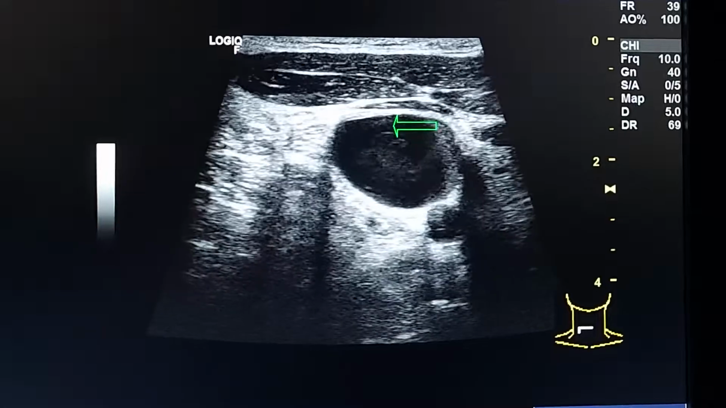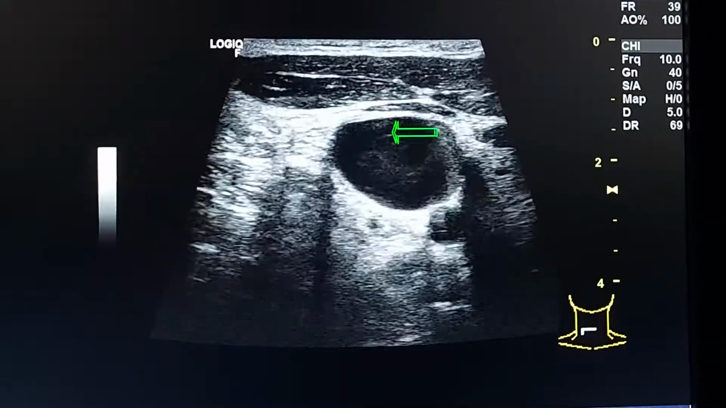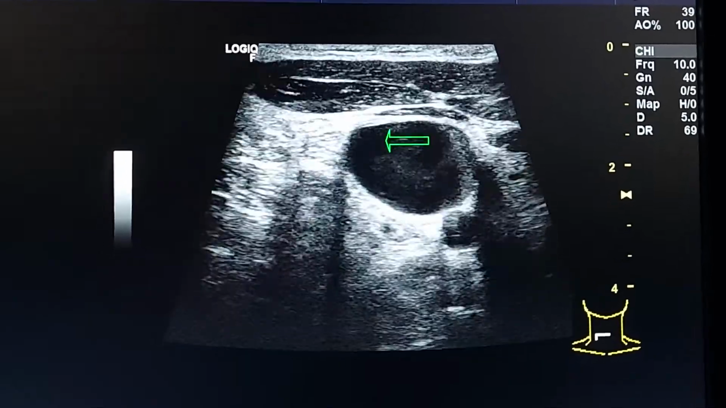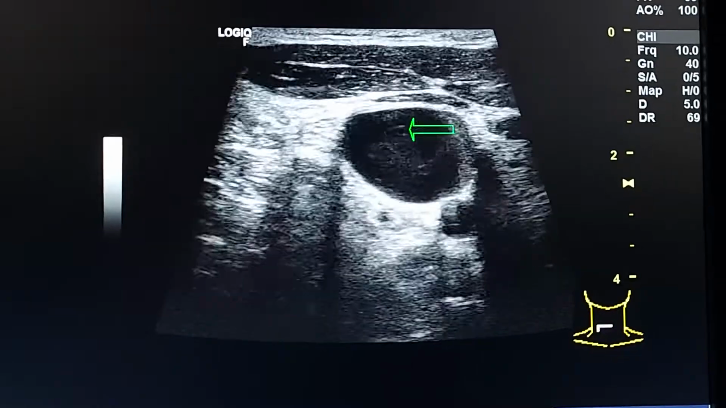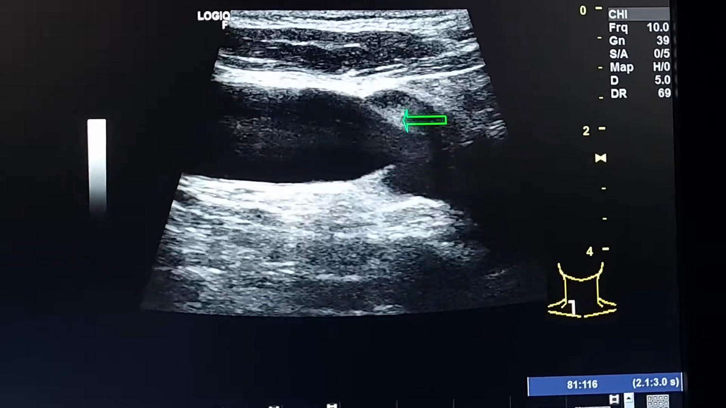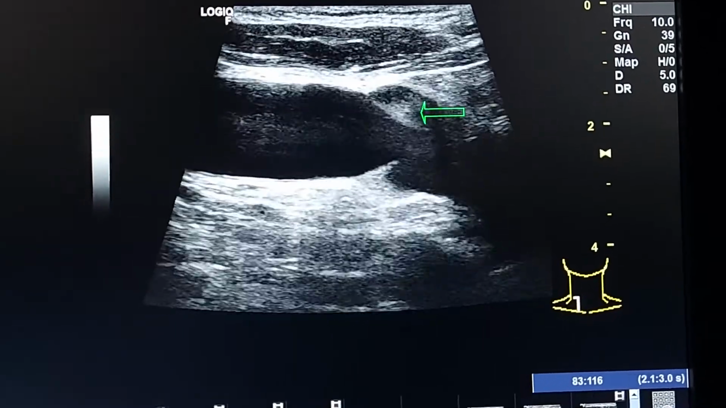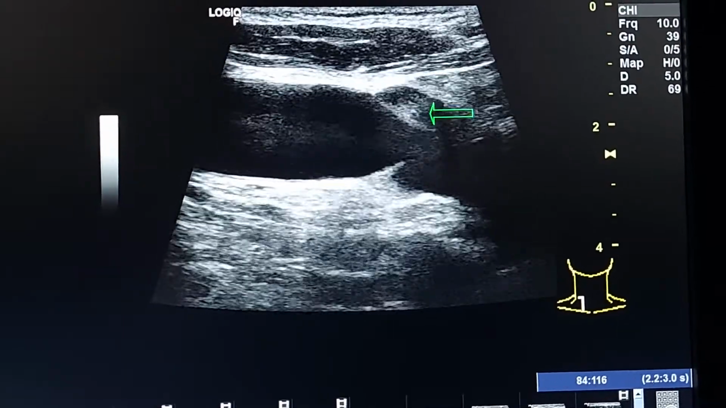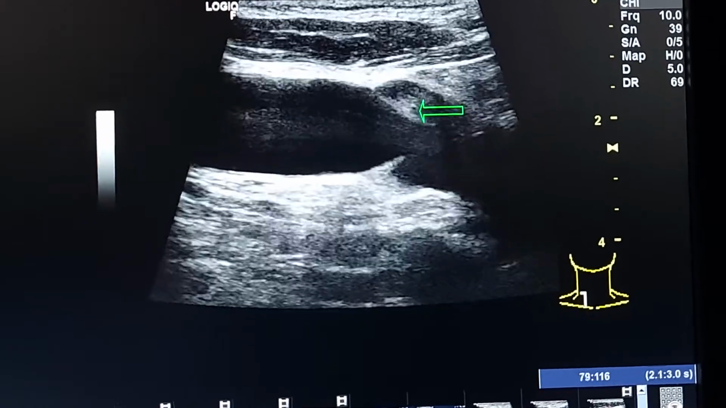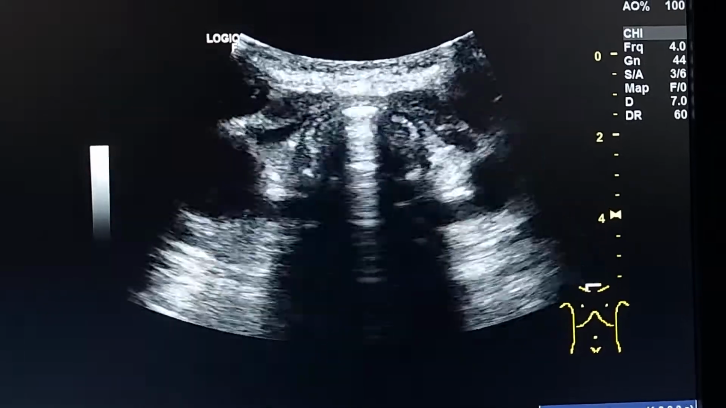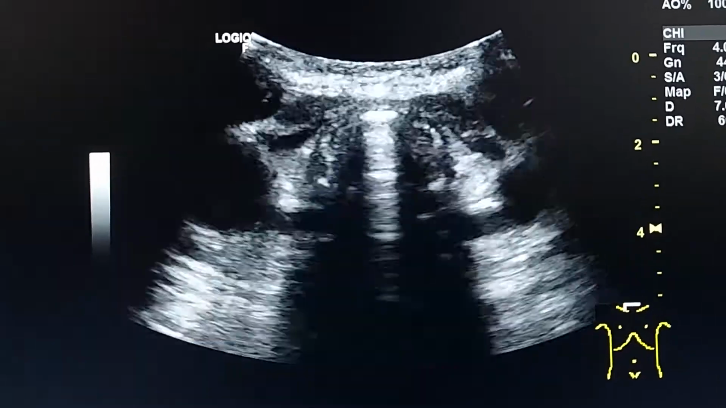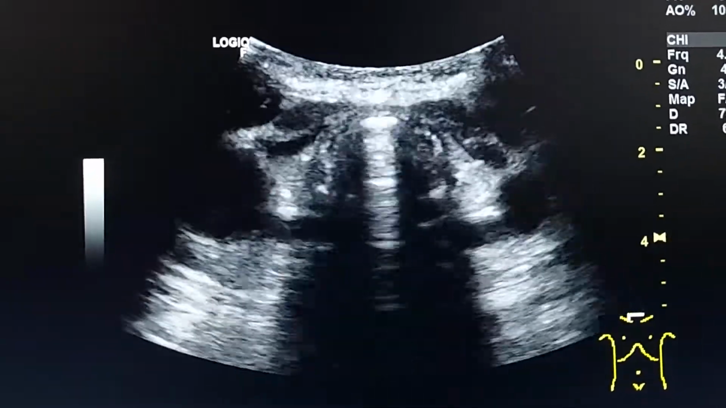This is a transverse sweep of the right side. We see echogenic blood here, which denotes stagnation. This is a longitudinal section. We see this valve, which is echogenic here because of stagnation of blood flow behind it. This is a transverse section by convex probe. We see by comparison that the right is congested and the left is normal.